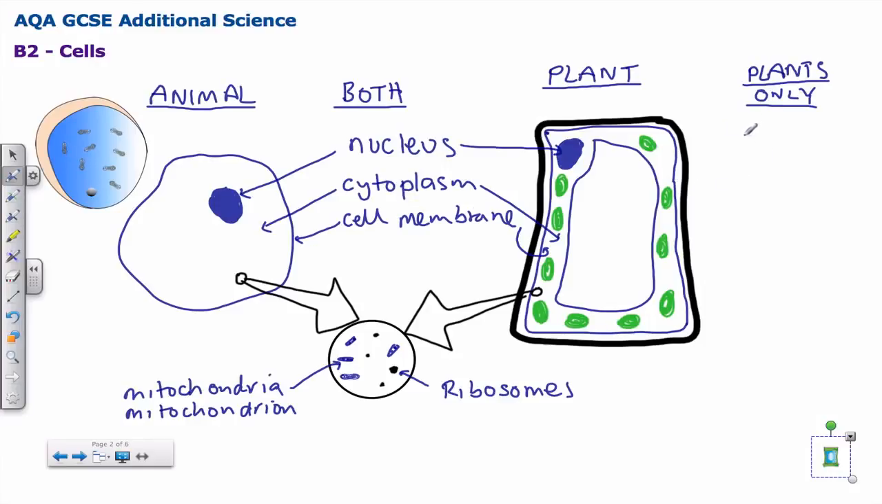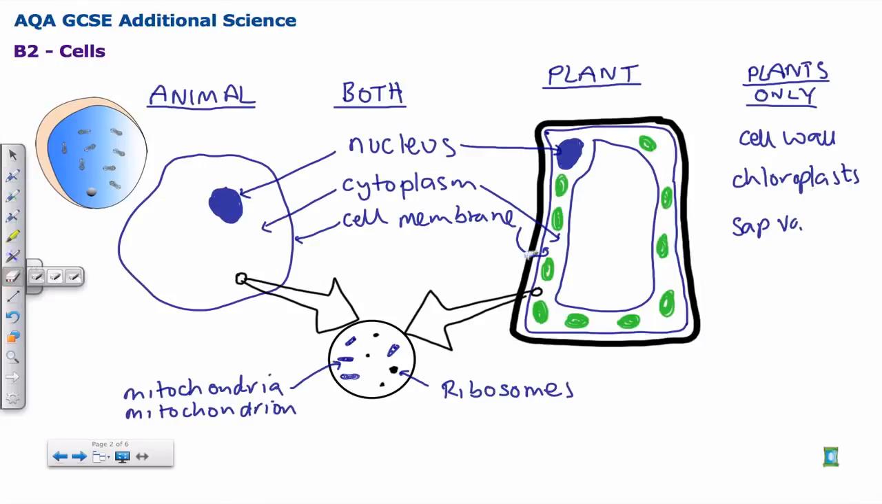We have cell wall, we have chloroplasts, and we have the sap vacuole. Okay, and the cell wall here is the outside thick, rigid structure there. The chloroplasts are these little green structures, and the sap vacuole is this large structure inside the cell, which actually looks like a bag inside the cell in reality.